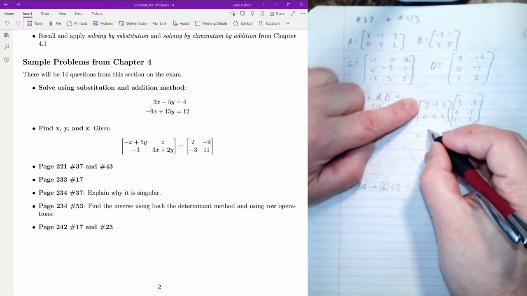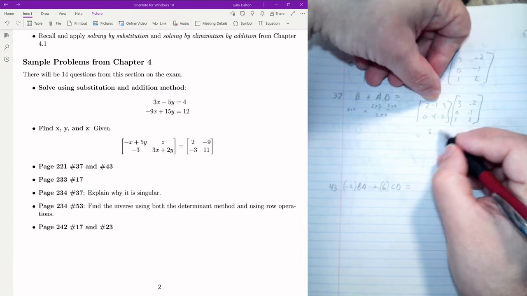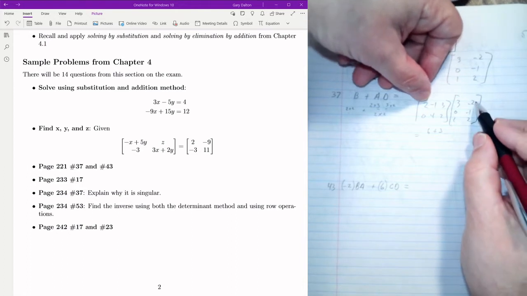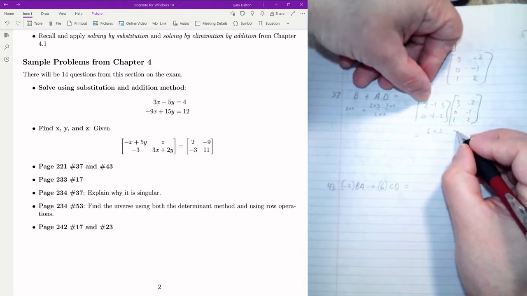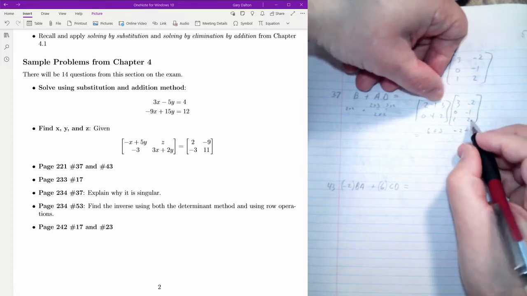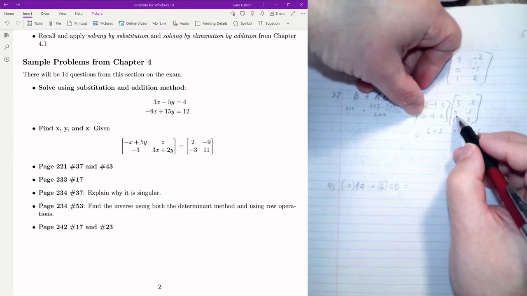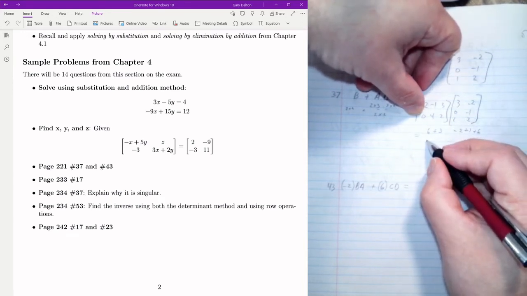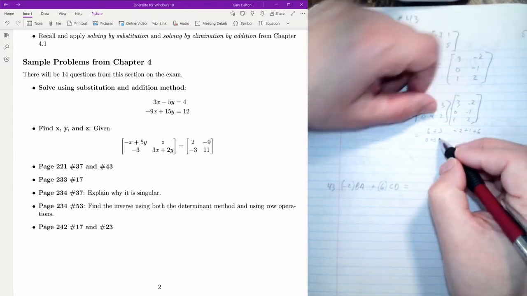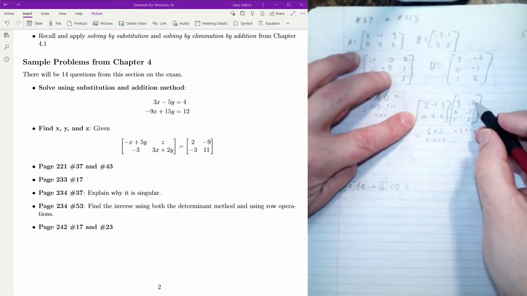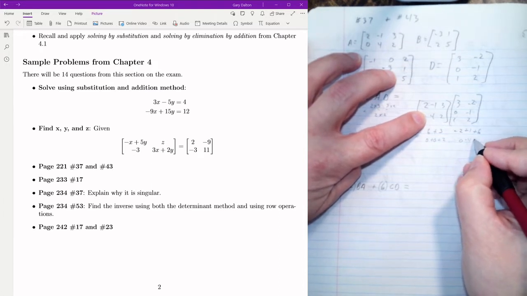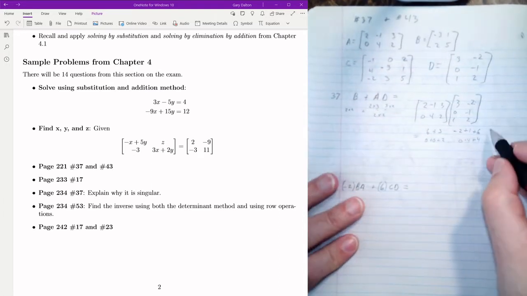So 2 times 3, 6, plus 0, plus 3. Second column, minus 2, plus 1, plus 6. Second row, first column, 0, plus 0, plus 2. Second row, second column, 0, minus 4, plus 4.